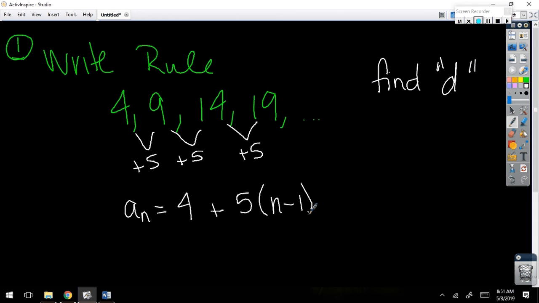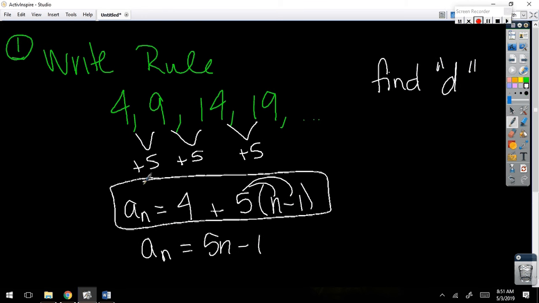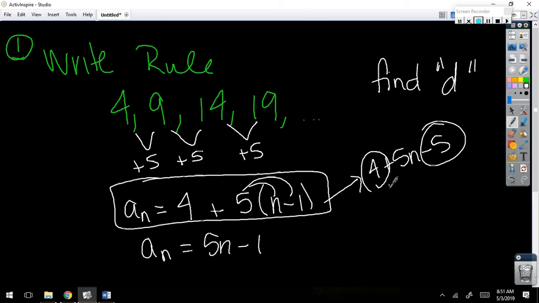If you would like, is this easier than yesterday where you were finding the rule? If you do like to simplify it, you can. You could distribute that 5 through. You would find that a sub n equals 5n minus 1 because you'd have minus 5 and then add it to the 4 there. You do not have to. You can, for me, leave it, because if you do 4 plus 5n minus 5 and you combine like terms, negative 5 and 4 is negative 1.